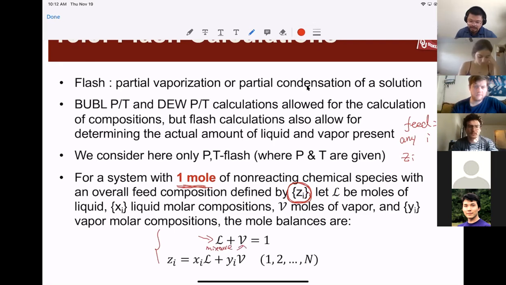So that the sum of the two would be 1 mole, right? And then if we are going to have the Xi, the liquid molar fraction for component I, Yi, the vapor molar fraction for I, then if we know the number of moles for the liquid and vapor, then we can calculate what would be the Zi value for each component. All right.